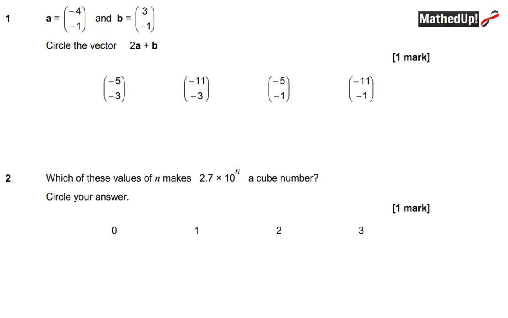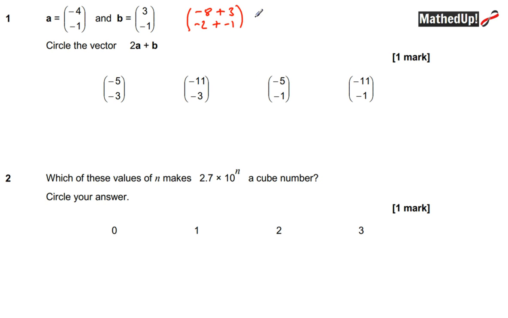Question 1. We have two vectors A and B. A is (-4, -1) and B is (3, -1). We need to circle the vector 2A plus B. So we want to do 2 times the top component of our vector, which is going to be -8, plus the top component of B, which is 3, and then we're going to have 2 times this -1, which is -2, plus this -1 over here.